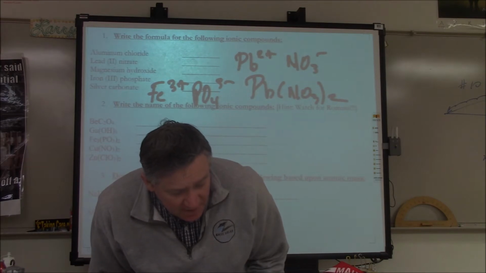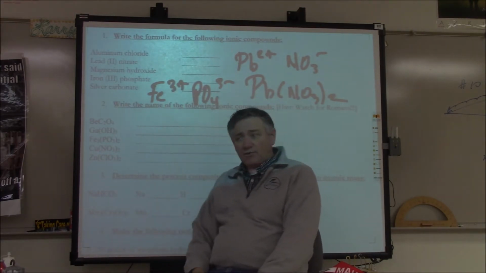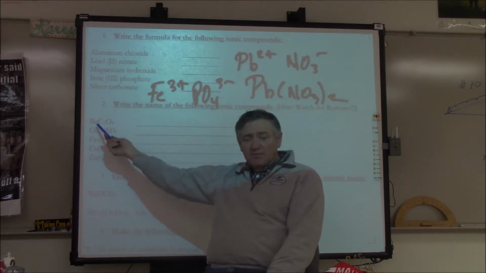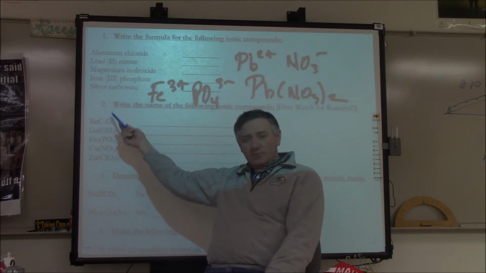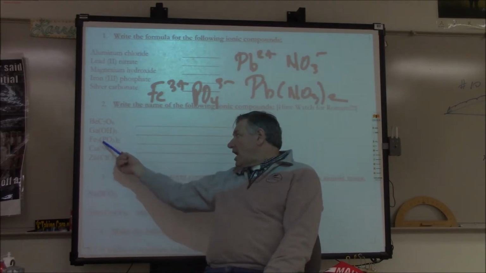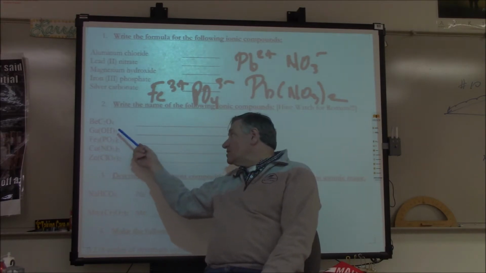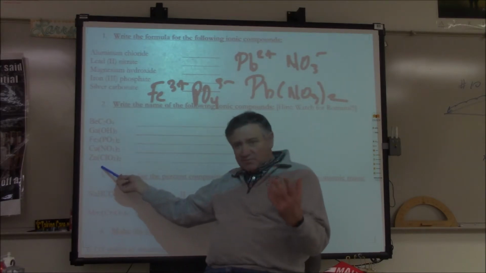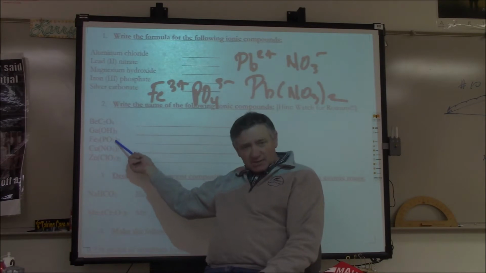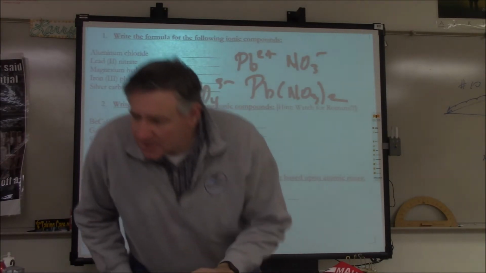So if you look at this first one, BeC2O4, beryllium only has one possible oxidation state, so there's no need to put a Roman numeral here. Iron and copper do have more than one oxidation state, so you need to put Roman numerals here. Zinc only has one possible oxidation state, that's Zn2+. So if you're not sure, go look on that goldenrod piece of paper. That bugs me that I don't have mine.